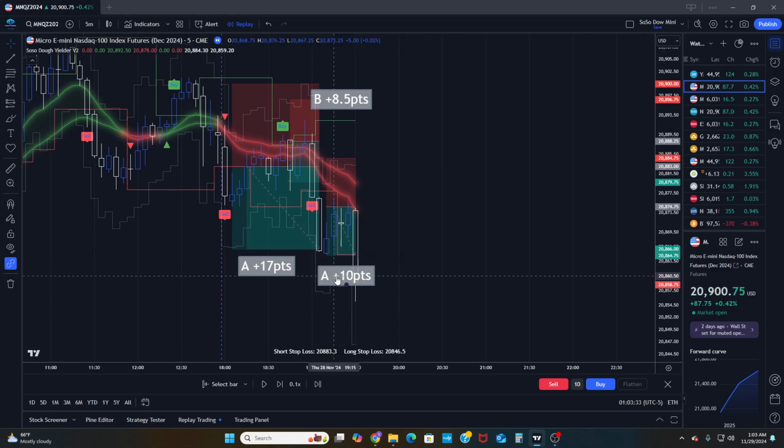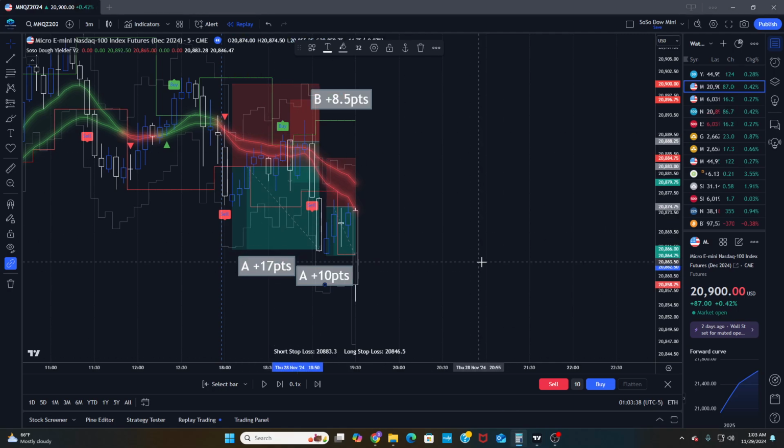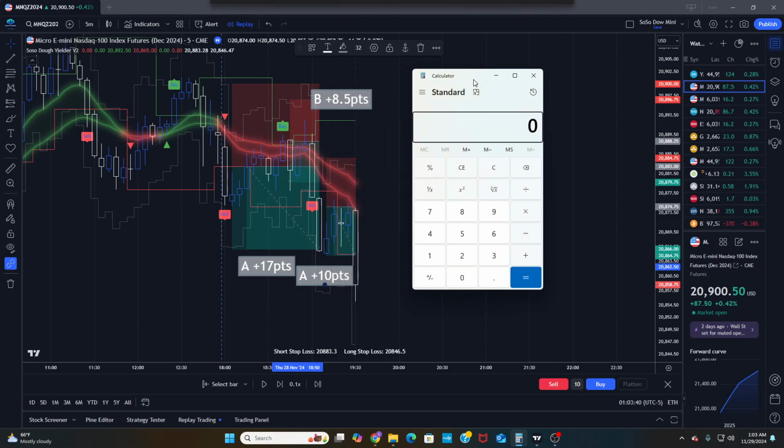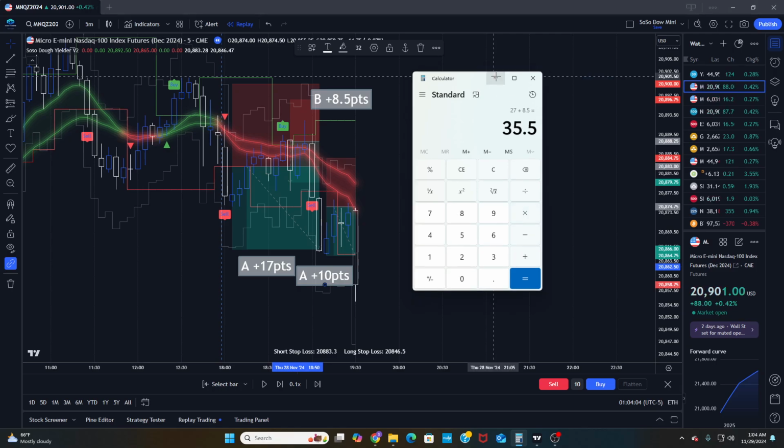And we also have, so here already we're at 27, we're at 35.5 points already. So 27 plus 35.5 points, which if you're doing one mini contract, that's $800. Or right, no, it's just over 700.